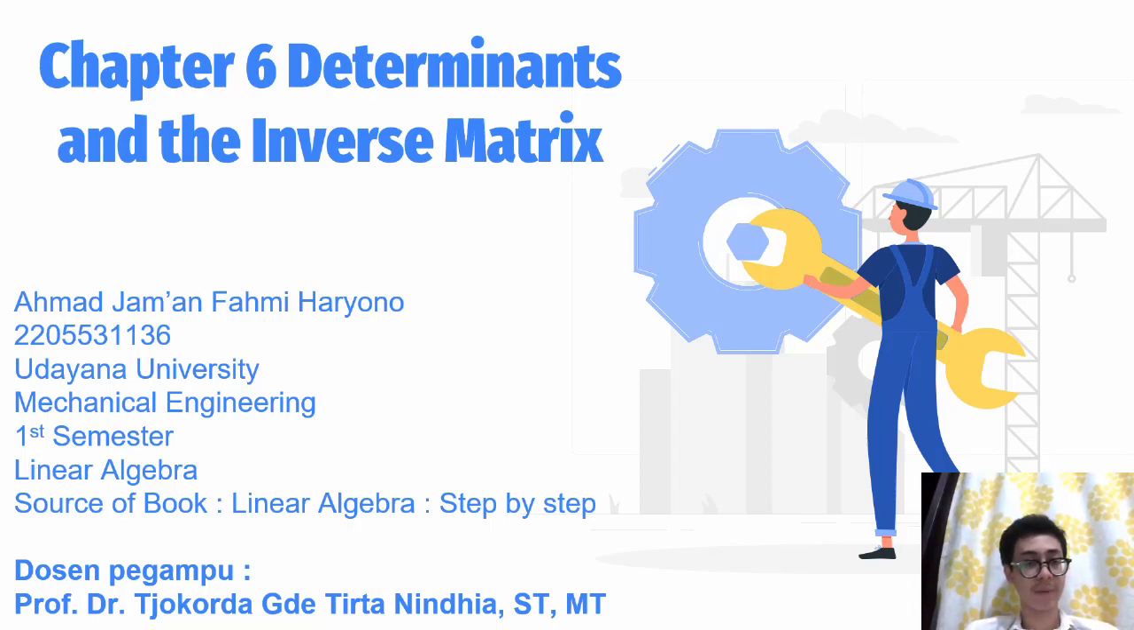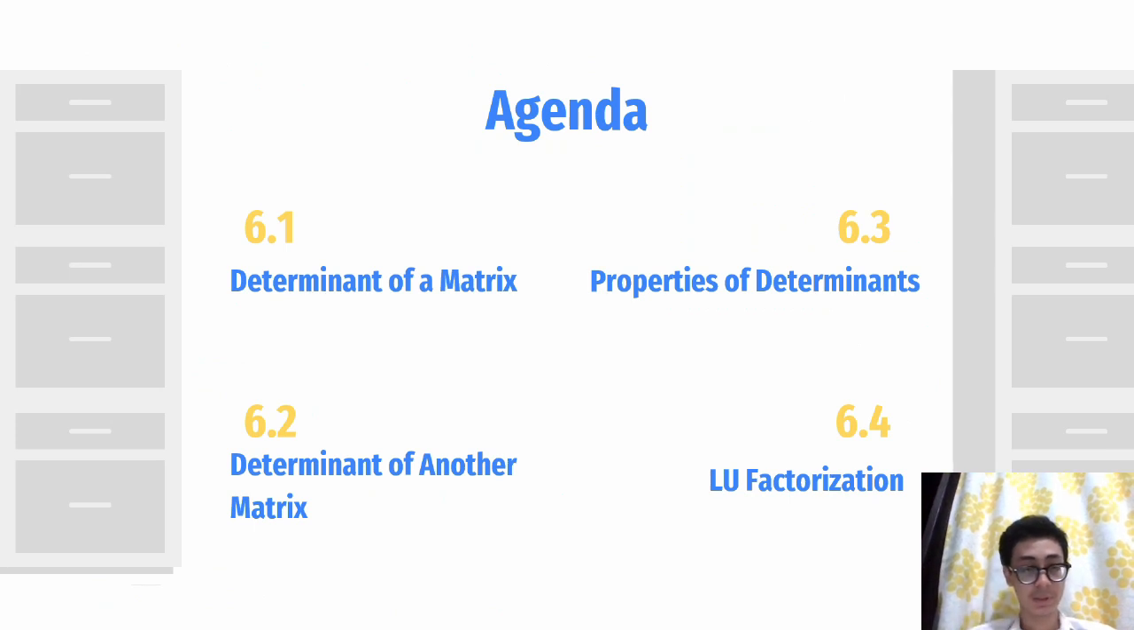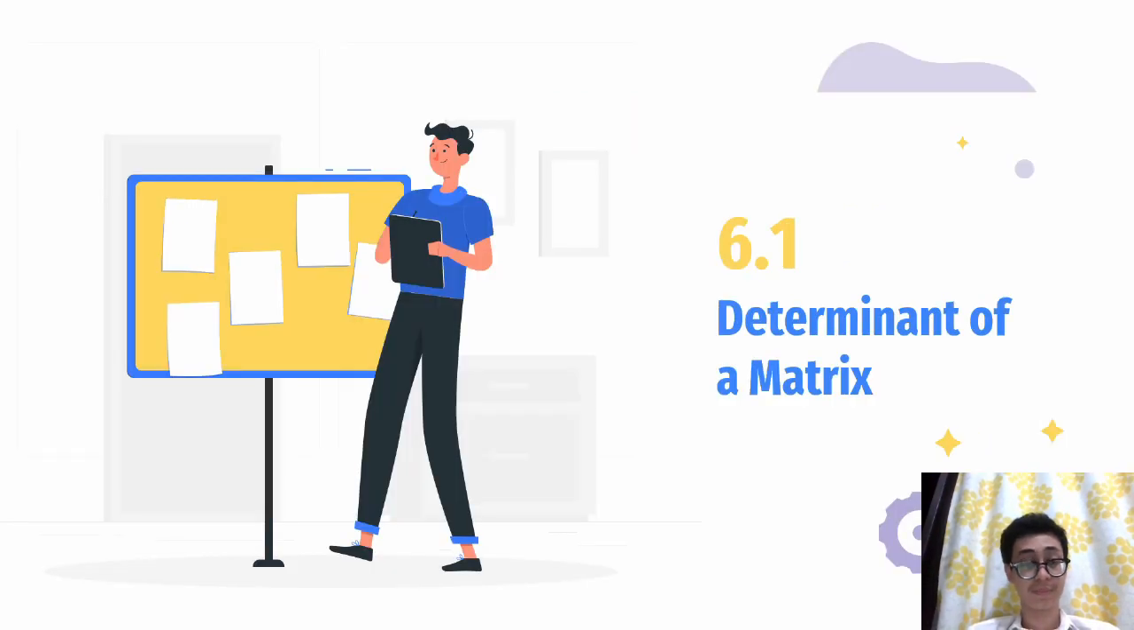My name is Fahmi. I'm gonna do a presentation about chapter 6, determinants and the inverse of matrix. The agenda is 6.1 determinant of matrix, 6.2 determinant of another matrix, 6.3 properties of determinant, and 6.4 LU factorization.